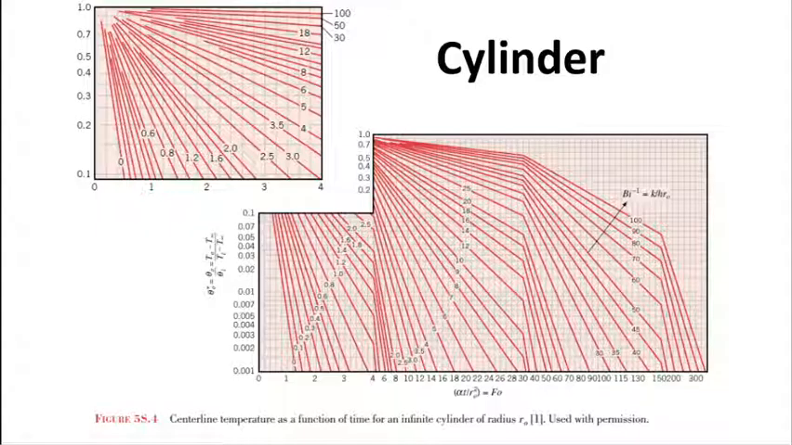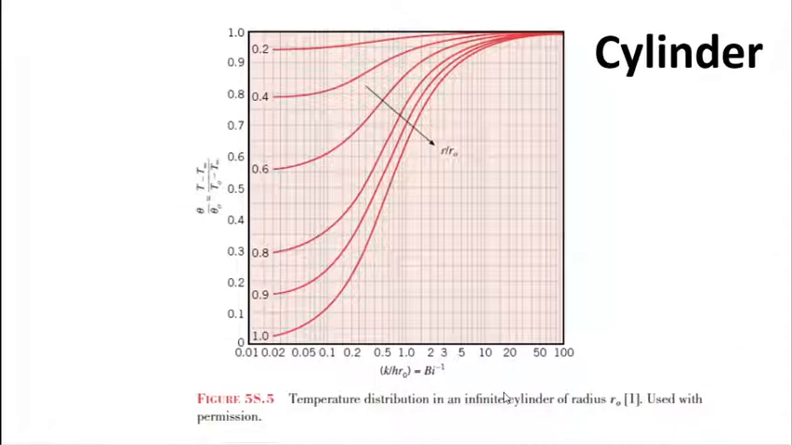So the cylinder also has this, except that the definition of Fourier number is in terms of R0, which is the radius of the cylinder, and Biot number is in terms of hR0 by k, where R0 is the radius of the cylinder. Okay, so that is about the cylinder. This is for theta 1 of the cylinder, and this is for theta 2, where instead of x by L, you have r by R0.